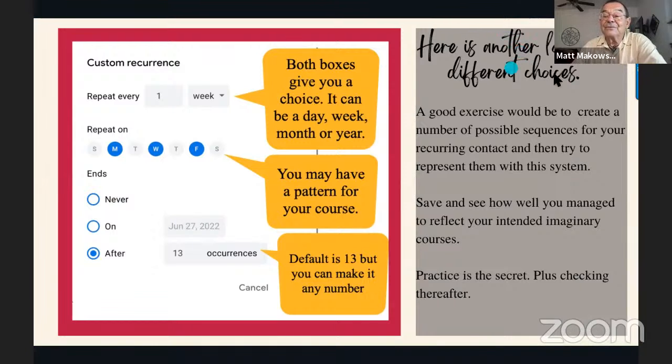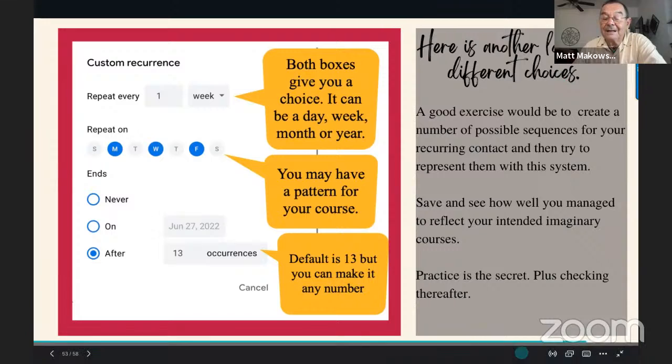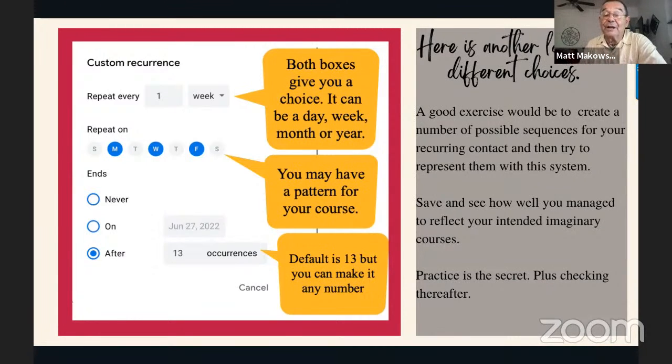Here is another look at the different choices. And this is an exercise I want you to consider. A good exercise could be to create a number of possible sequences for your reoccurring contact and then try to represent them in the system. Save and see how well you manage to reflect your intended imaginary courses. Practice is the secret, plus checking thereafter. So if you do this exercise, make it in red so that you know that these are tests, then look at them, delete them, or make them into Zooms.